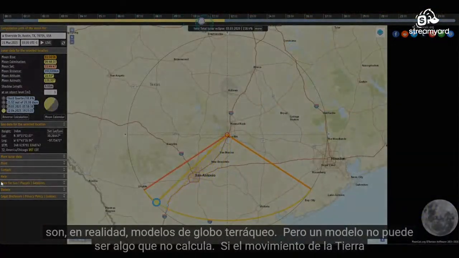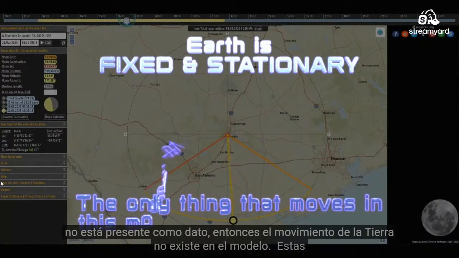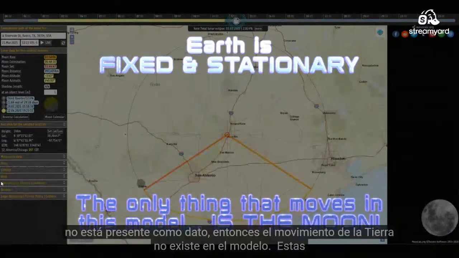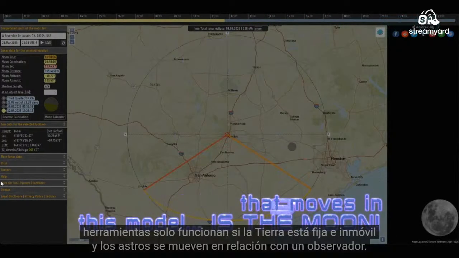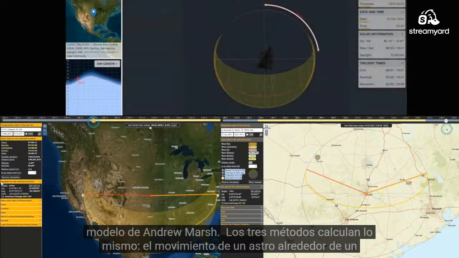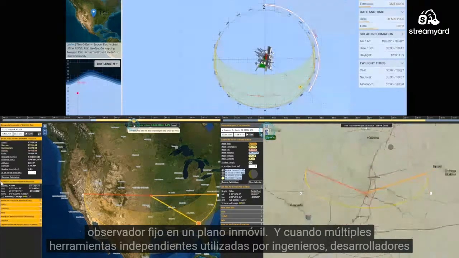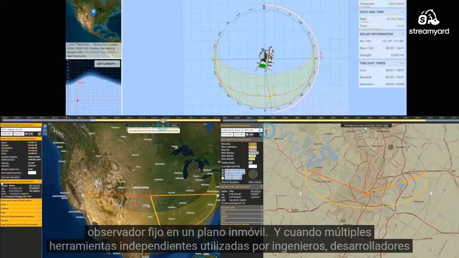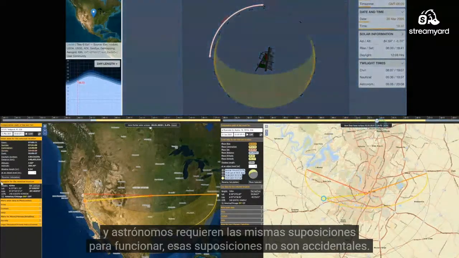But a model cannot be something it does not calculate. If Earth's motion is not present as data, then Earth's motion does not exist in the model. These tools only work if Earth is fixed and stationary and the luminaries move relative to an observer. SunCalc and MoonCalc are not independent curiosities. They are consistent with the Andrew Marsh model. All three calculate the same thing: luminary motion around a fixed observer on a motionless plane. And when multiple independent tools used by engineers, developers, and astronomers all require the same assumptions to function, those assumptions are not accidental.